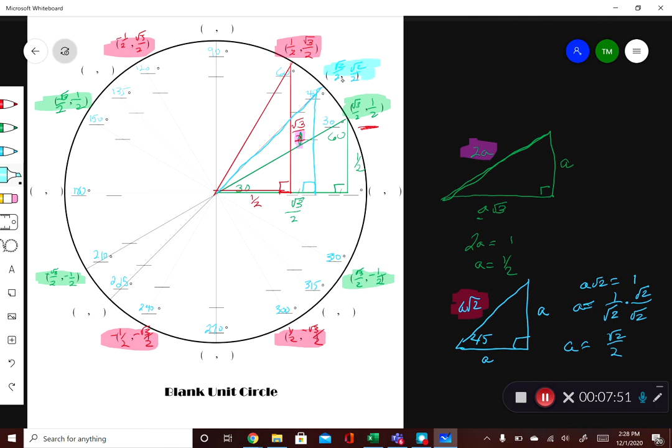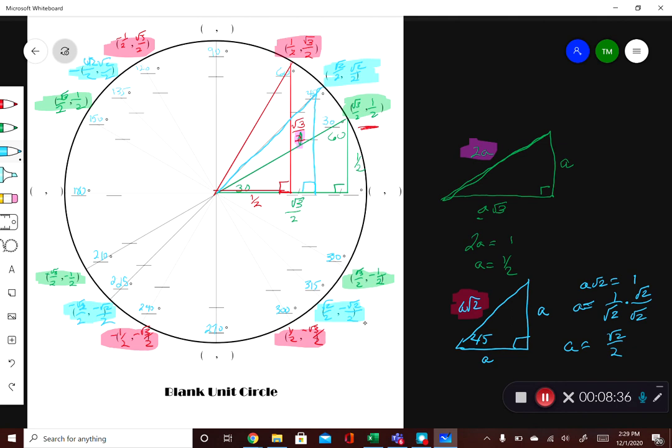So now we can look at all of those that are 45 degrees from the x-axis. And once again, those are going to have those same values, but the signs are going to be according to what quadrant they are in. So we're going to have negative square root of 2 over 2, and then square root of 2 over 2, and then they're both negative in the third quadrant. And then it's positive, negative in the fourth quadrant.